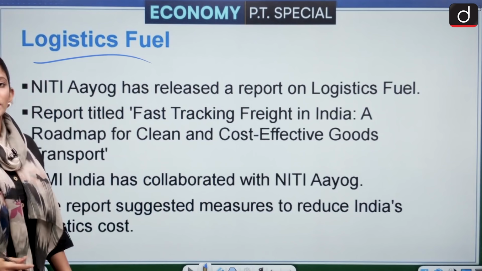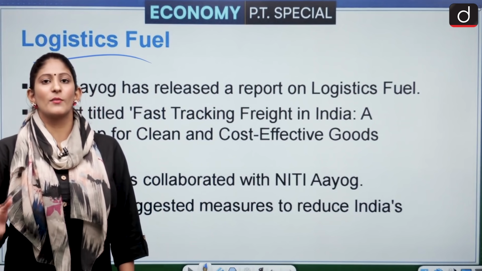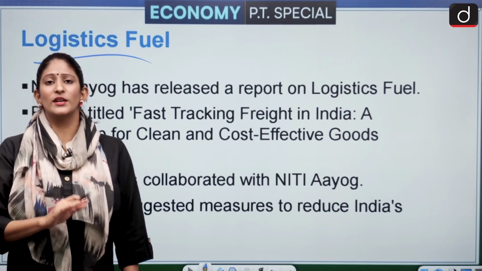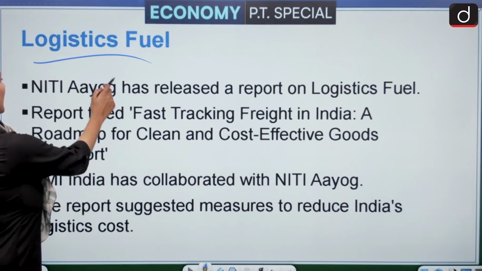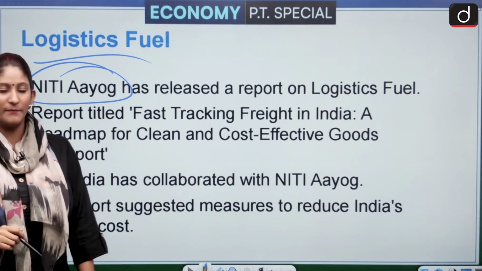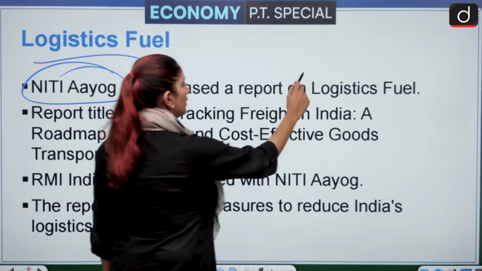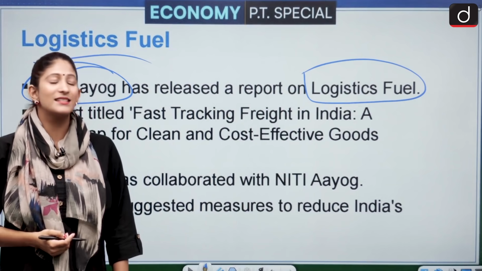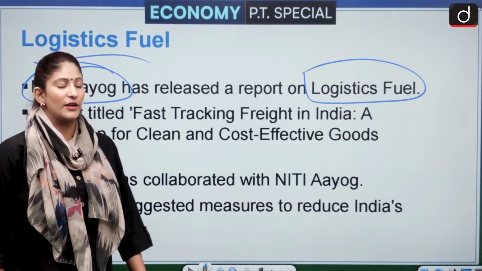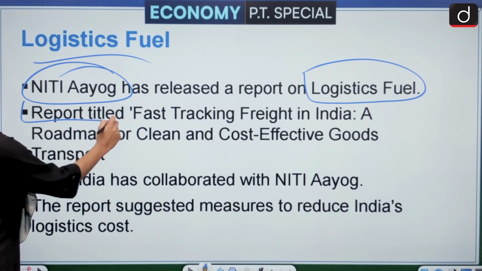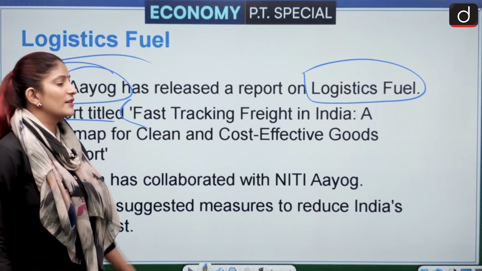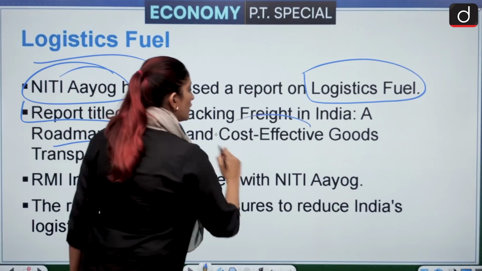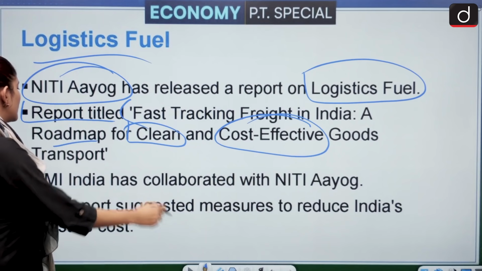Now, logistics fuel. What is logistics fuel? The fuel which is used in the transport of commodities is known as logistics fuel, such as diesel and petrol in different trucks and buses. NITI Aayog, the public think tank of India, has released a report on logistics fuel. I could ask you whether the National Highway Authority of India has released this report, but no, NITI Aayog has done it, and the report is titled Fast Tracking Freight in India, a roadmap for clean and cost-effective goods transport.